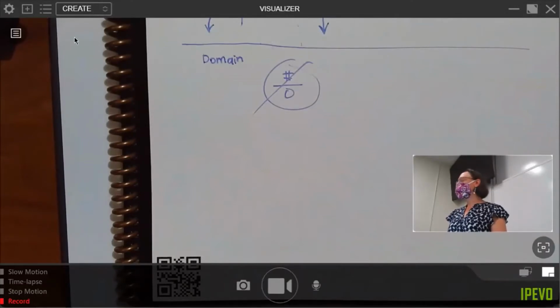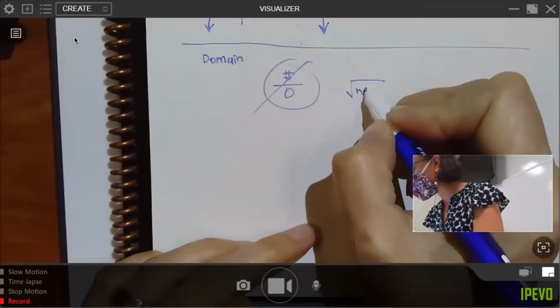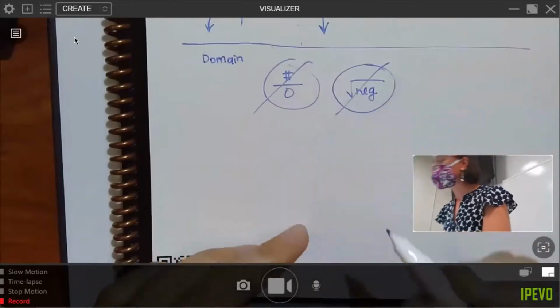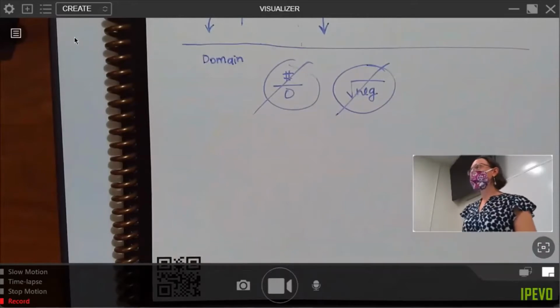What can I not put inside of a square root? Totally. So I'm just going to write that as I can't have a negative inside of a square root. Fun fact, cube roots are fine. It's only the even roots that are a problem.